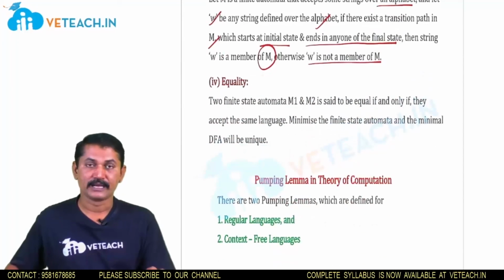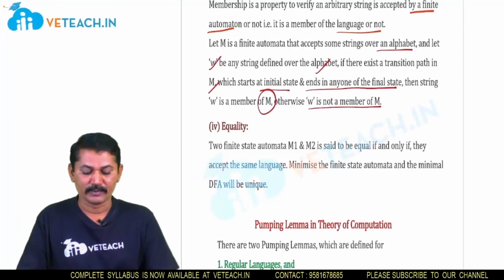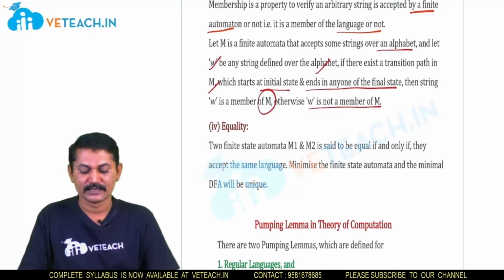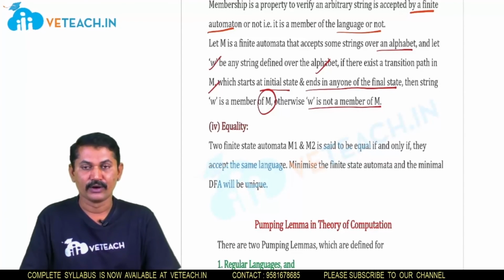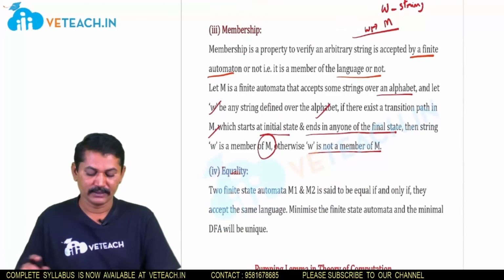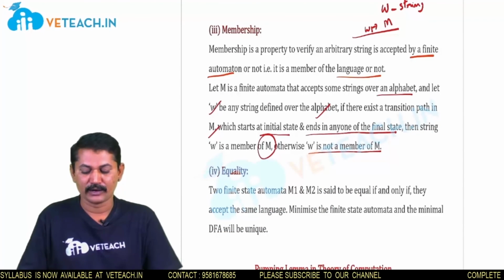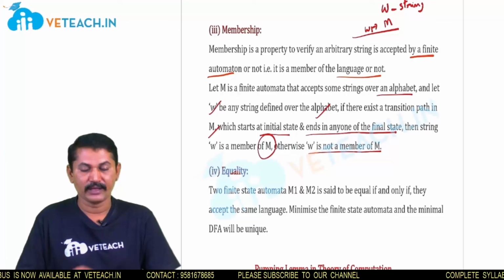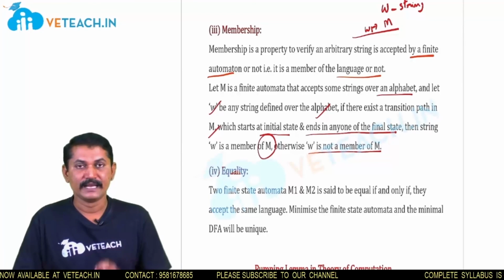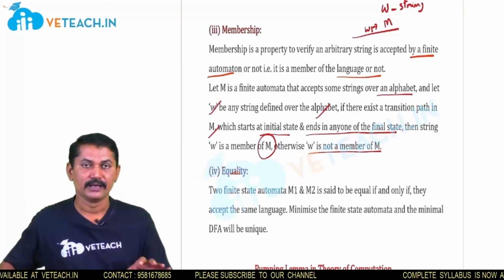Next is equality. Two finite automata, M1 and M2, are said to be equal if and only if they accept the same language. That means if we minimize the finite automata and the resulting minimal DFAs have the same unique states, then we can say they are equal.